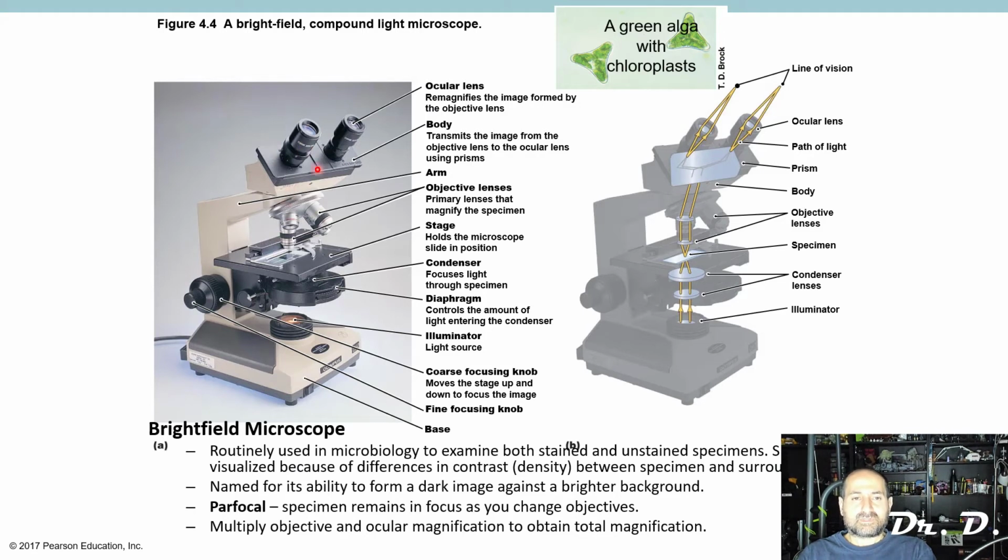One more cool thing about the compound light microscope is that once you get a specimen in focus with one lens, when you switch to the next lens, it's still almost in focus. The term for that is called parfocal. Parfocal means a specimen remains in focus or nearly in focus as you change objective lenses. As long as you're in focus with one lens, you should be almost in focus with the other lenses. And good compound microscopes these days, most of them are calibrated so that they are parfocal.